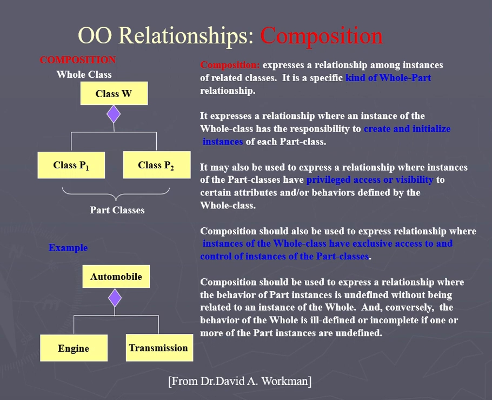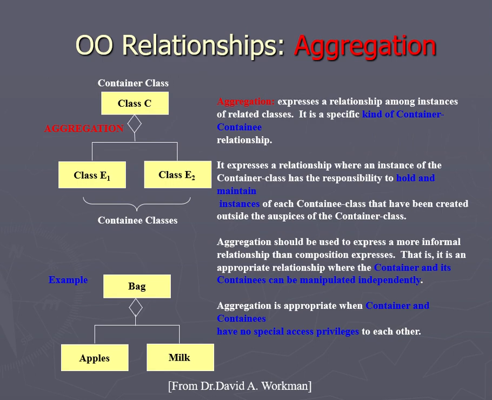And composition should be used to express a relationship where the behavior of part instances is undefined without being related to an instance of the whole, and conversely, the behavior of the whole is ill-defined or incomplete if one or more of the part instances are undefined. That is a class W, with parts P1 and P2. For example, an automobile has an engine and transmission. Object-oriented relationship: what is aggregation?